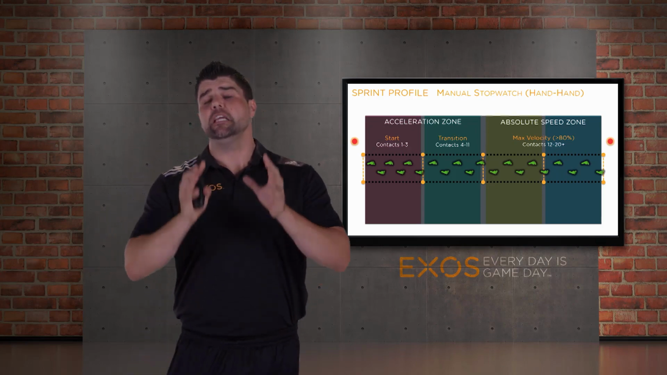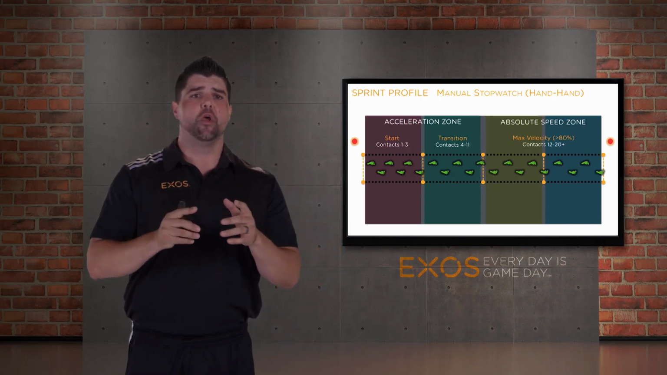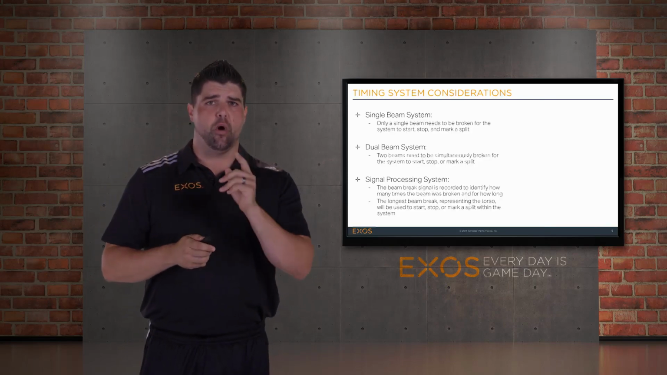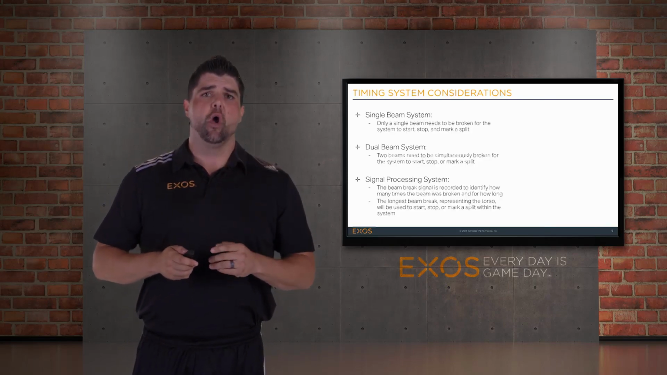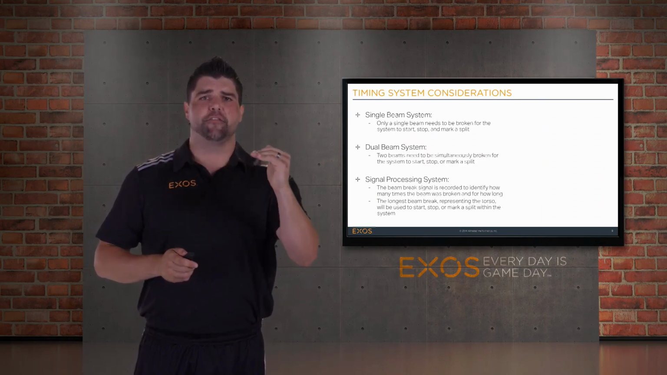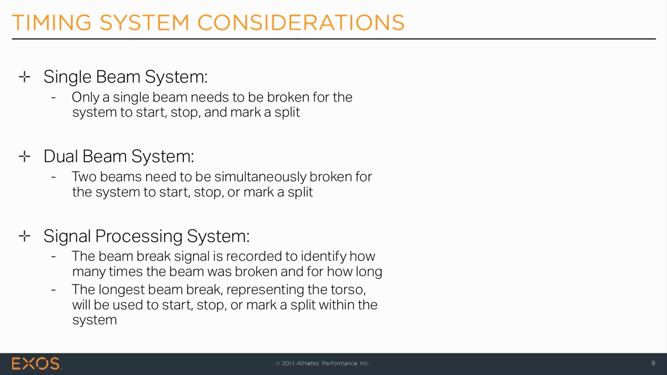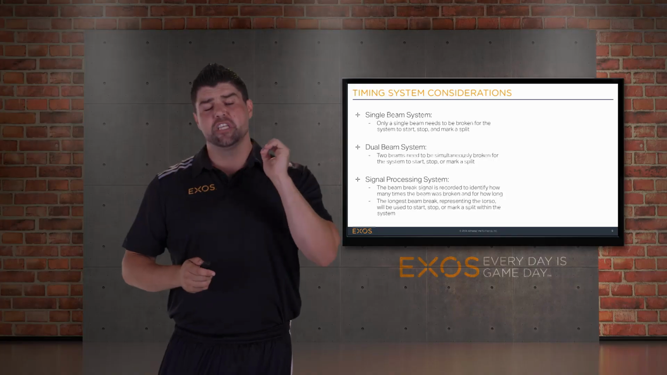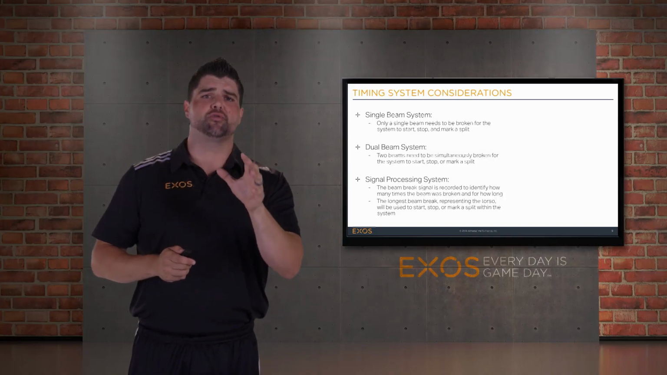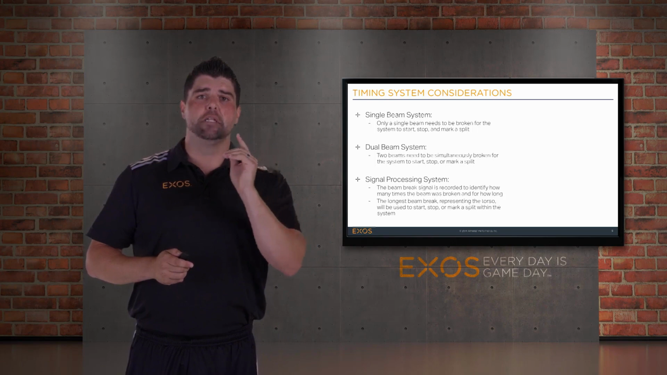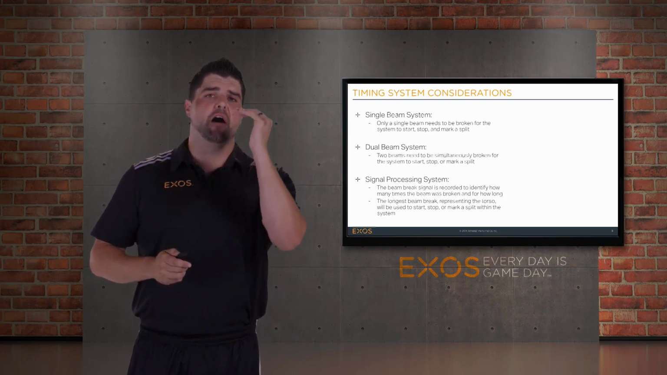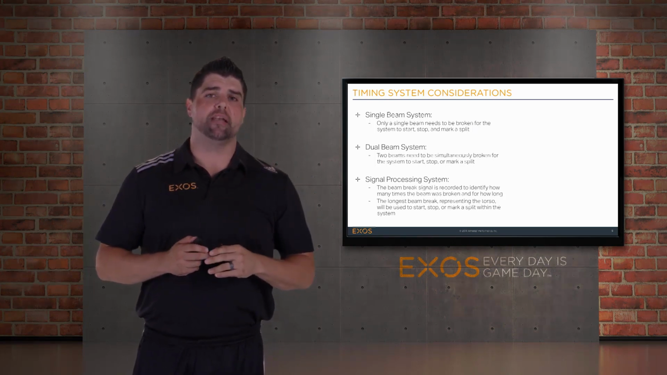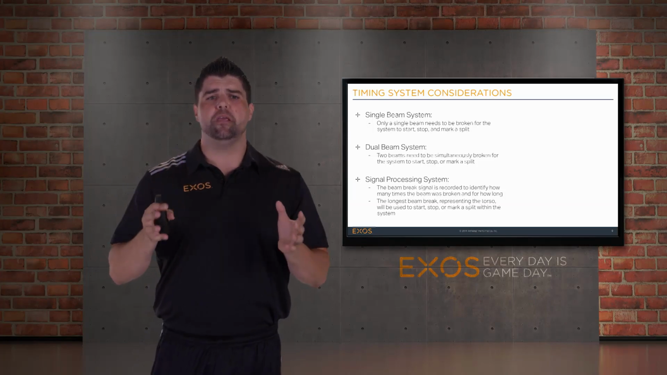Now, assuming that you can get a timing system, what are the timing considerations that you want to factor in with your purchase? Well, we typically see 3 different systems: single beam system, dual beam system, and signal processing systems. And there's a ton of quality research coming out of Australia on the efficacy, validity, and reliability of all 3 of these. So you can read a lot more on that. Let's start, though, with the single beam system.